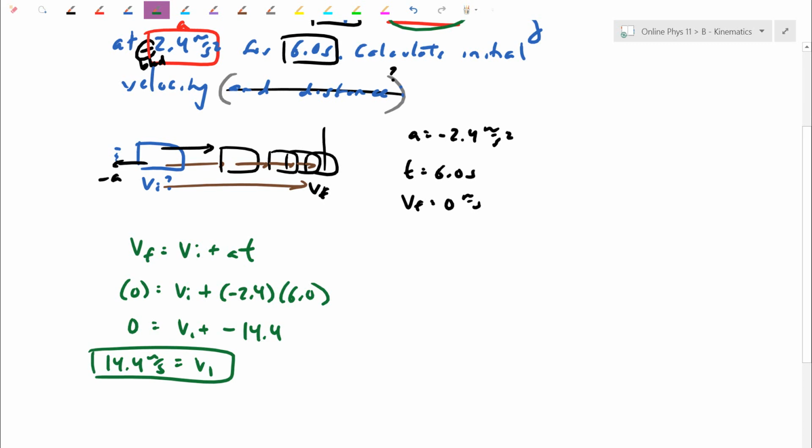Just to put that number in context, that is after every second you're traveling 14 meters, which is actually quite fast. If you multiply that by 3.6, roughly in your head, this is about 50 kilometers per hour. So this bike here is definitely zipping along.